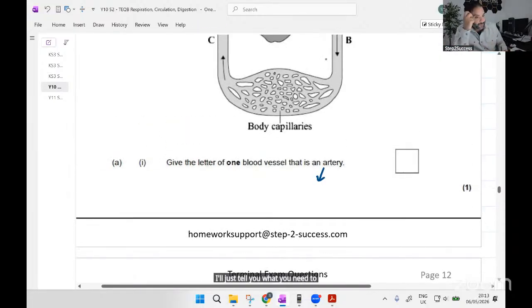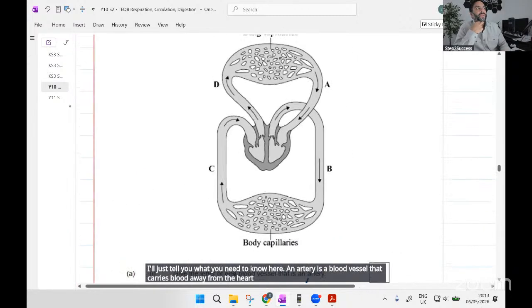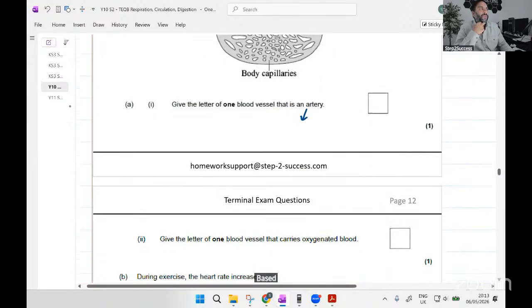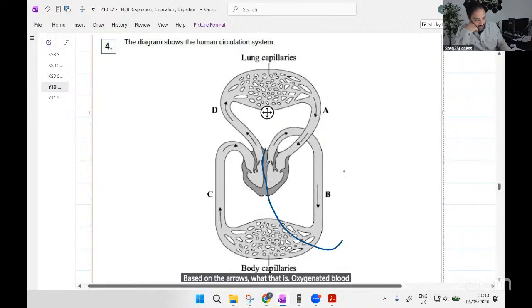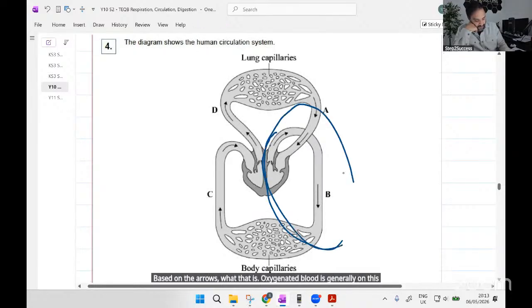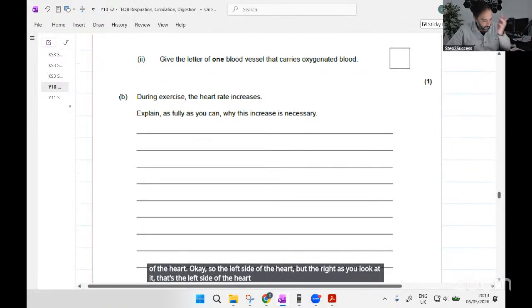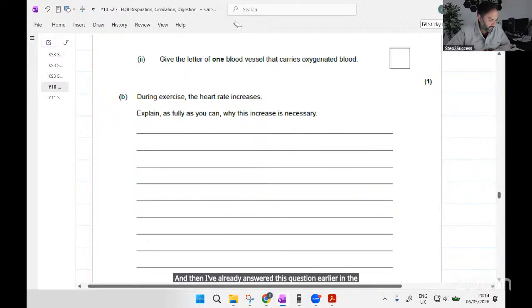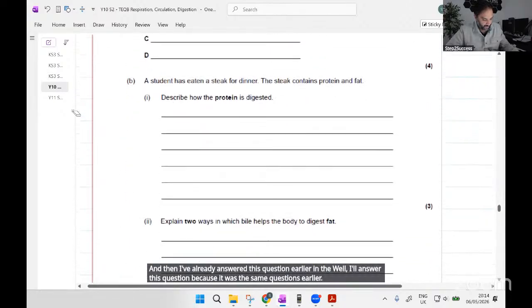An artery is a blood vessel that carries blood away from the heart, which means you should be able to figure out, based on the arrows, what that is. Oxygenated blood is generally on this side of the heart. Okay, so the left side of the heart, but the right as you look at it, that's the left side of the heart. And then I've already answered this question earlier, it was the same question. And then I'm not going to label the digestive system.